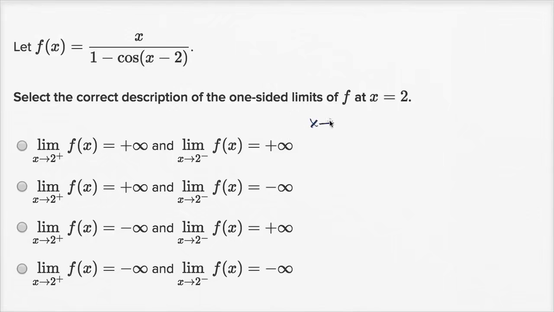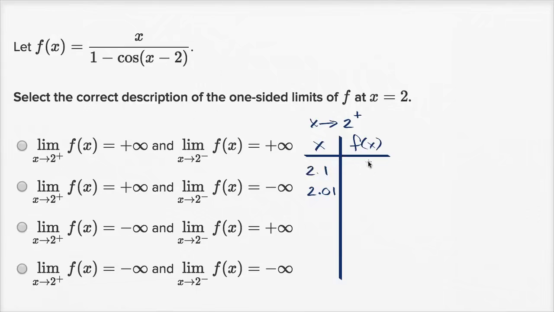So if we think about x approaching 2 from the positive direction, well then we can make a little table here where you have x and then you have f of x. And so if we're approaching 2 from values greater than 2, you could have 2.1, 2.01. Now, the reason why I said calculators, these aren't trivial to evaluate because this would be 2.1 over 1 minus cosine of 2.1 minus 2, which is 0.1. I do not know what cosine of 0.1 is without a calculator. I do know that cosine of 0 is 1.